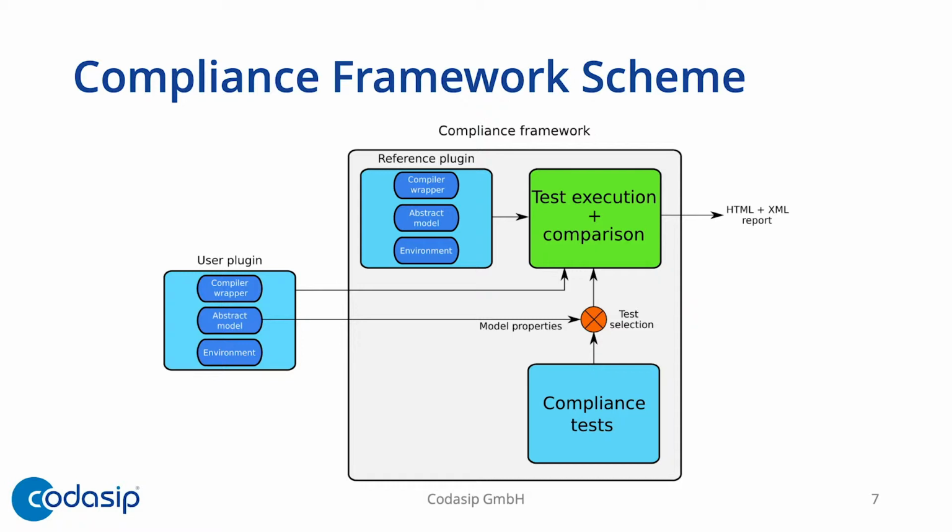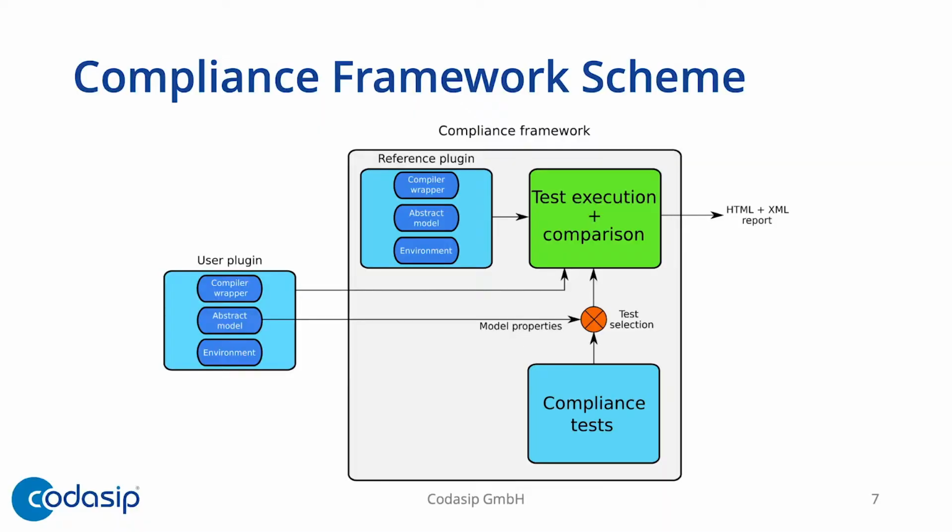The next component is abstract model. This is the most important component as it contains the implementation of the model and it stores its configuration. The last component is the environment. The environment is just a set of supportive files, including some header files, linker scripts, your custom scripts which you want to execute during the compliance testing process.